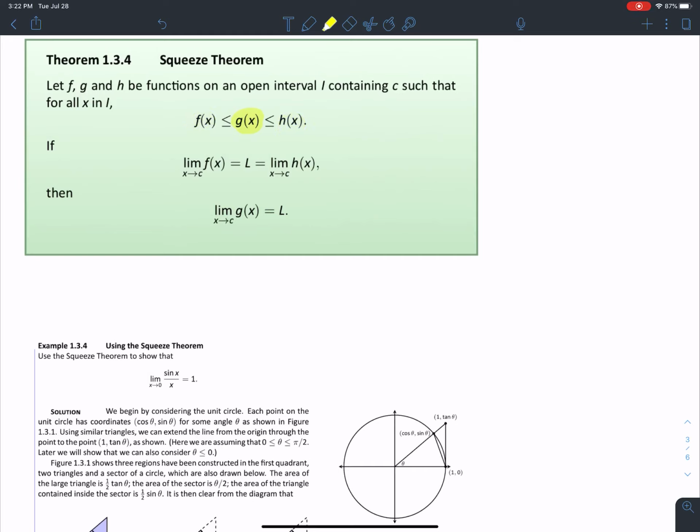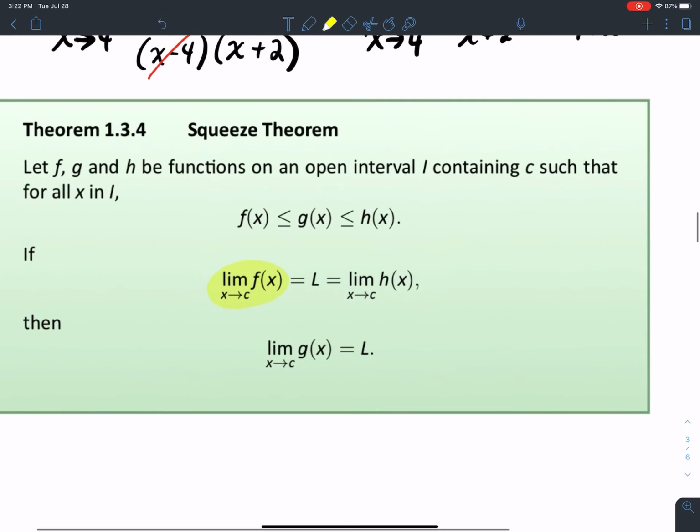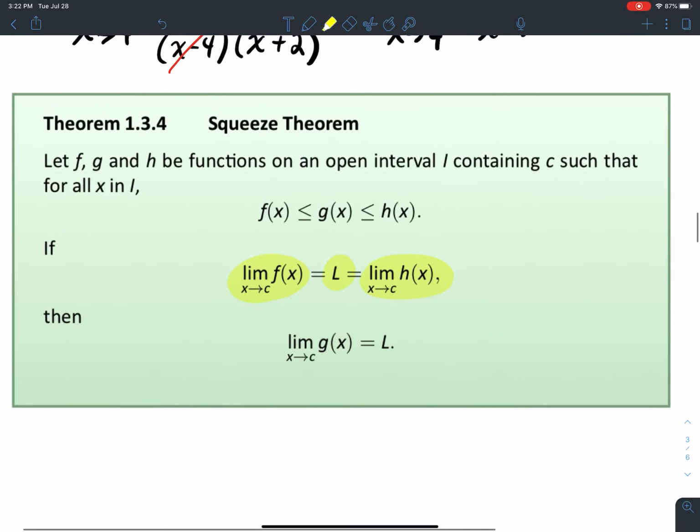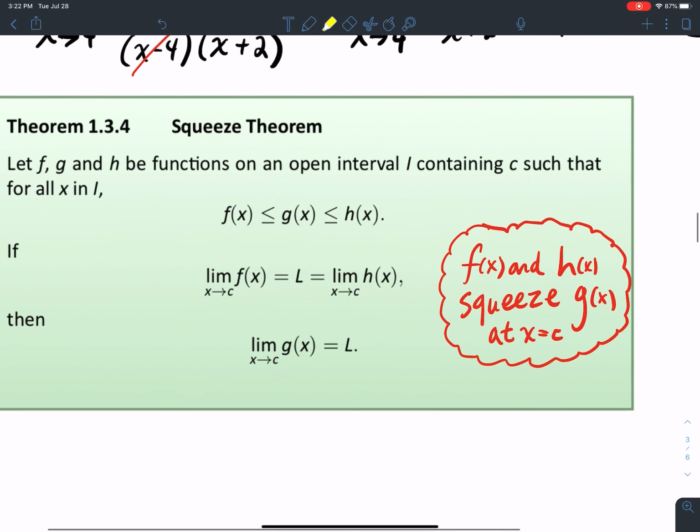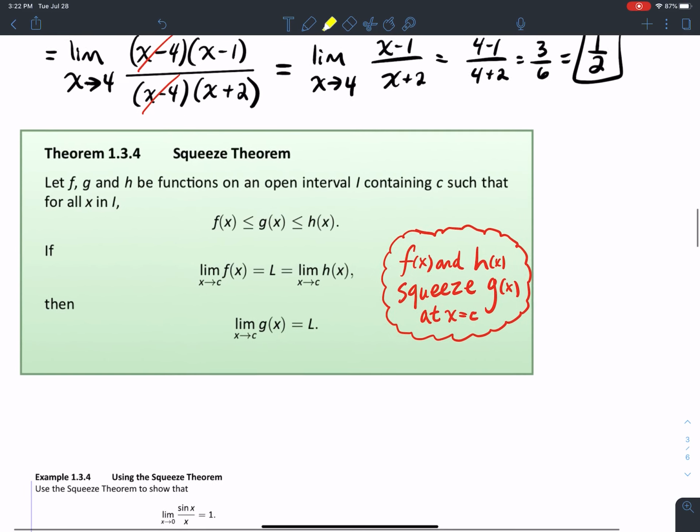Now, if this is true, and we know that the limit as x approaches c of f of x is equal to the limit as x approaches c of h of x, and that number is equal to L, okay? Then that means g of x, which is stuck in between those two, has to also limit to L. That's the idea of the squeeze theorem. In a way, f of x and h of x are squeezing g of x at c.